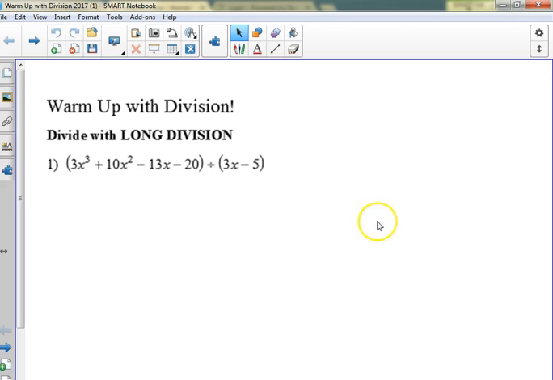Right, ladies and gentlemen, we are learning about long division today.